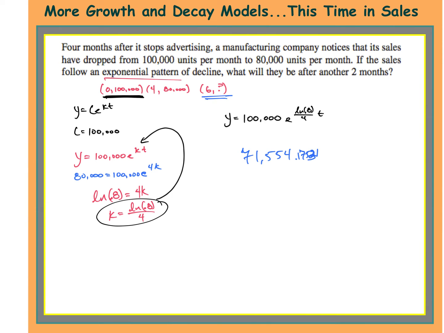1753. All right, fantastic. All right, however, which one do we need? 71,554. All right, that would be good.